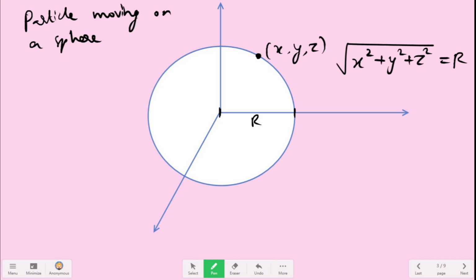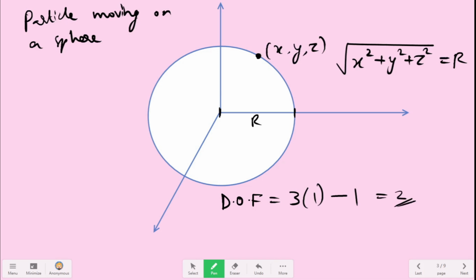Again we can check if the formula of degree of freedom is working or not. Degree of freedom is equal to dn minus k. d is 3 here because the sphere is in 3 dimensions, and the number of particles is again 1. There is only one particle. Minus the number of constraints, which is 1, which is root of x square plus y square plus z square is equal to r. So degree of freedom is equal to 2.